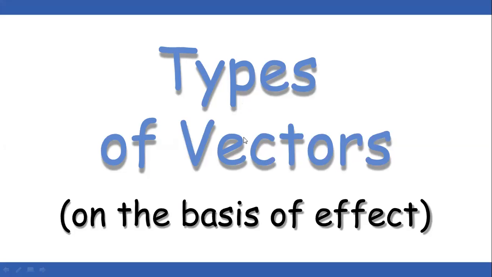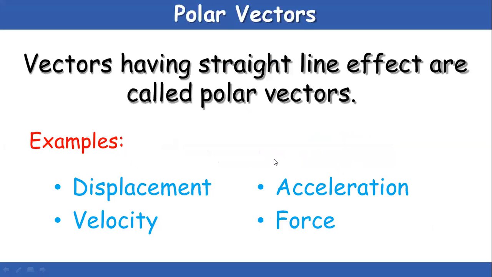Another classification is on the basis of effect. First type of the vector is polar vectors. The vectors which are having straight line effect are called polar vectors. These are the examples: displacement, acceleration, velocity and force. These are the examples of the polar vectors.